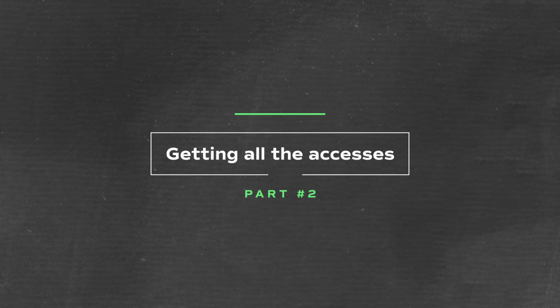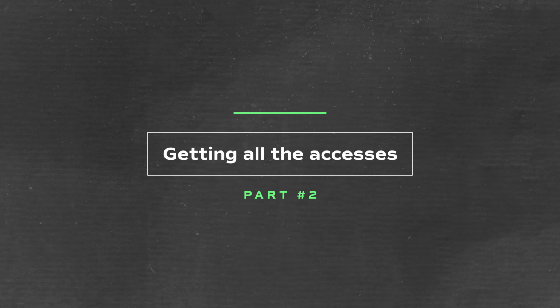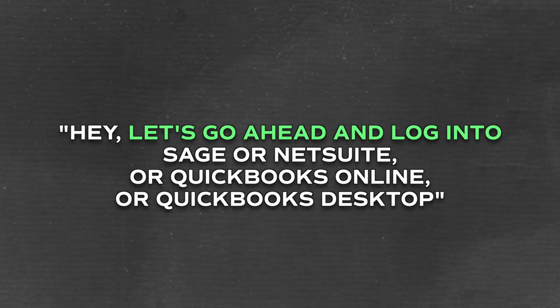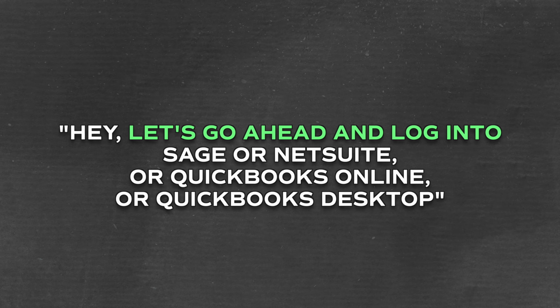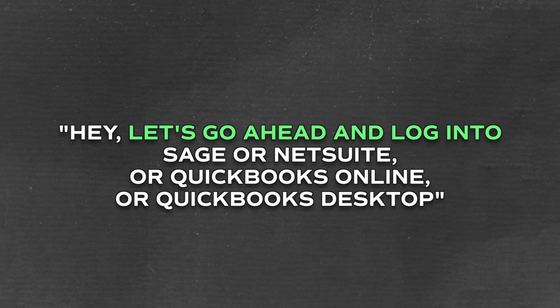The second part of a healthy onboarding process is getting those accesses that we talked about earlier, those things that a lot of us know that we've got to just do anyway, and it's not a whole lot more complicated than that. In fact, on the onboarding call, we will transition from those expectation settings right into, hey, let's go ahead and log into Sage or NetSuite or QuickBooks Online or QuickBooks Desktop. Walk them through the process right there on the call to get them to give you the access that you need.